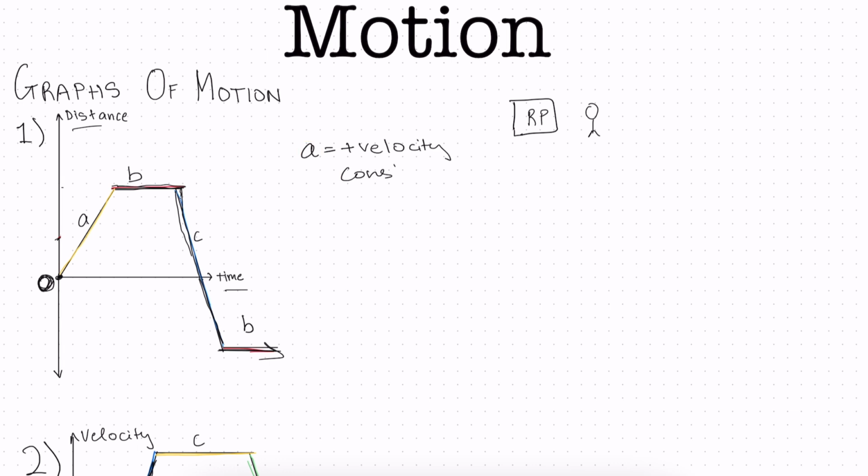It is a constant velocity because the line is straight. Had it been curved like this, it would have been non-uniform. And we can assume that positive velocity means it's to the right and negative velocity means it's to the left. So now we can say this person walked to the right at a velocity of A. Now at B, the distance is not changing, but the time is increasing. So this means that the person is still. So whenever you see a horizontal line on a distance time graph, you can tell that the object is still.